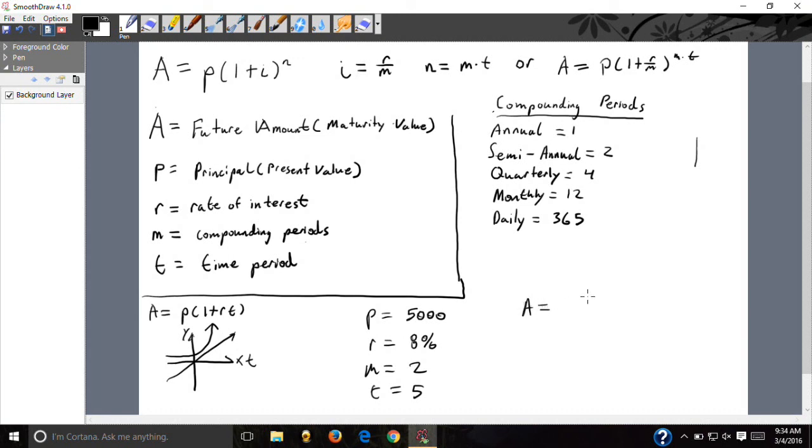A is equal to 5,000 times (1 + 0.08. Notice that I have to convert my percentage into a decimal. We cannot calculate with percentages in finance. We have to use the decimal form. Divided by m, which is your compounding periods, semi-annual, 2) to the m times t. So m multiplied by t, 2 times 5. So let's go ahead and simplify for a second.